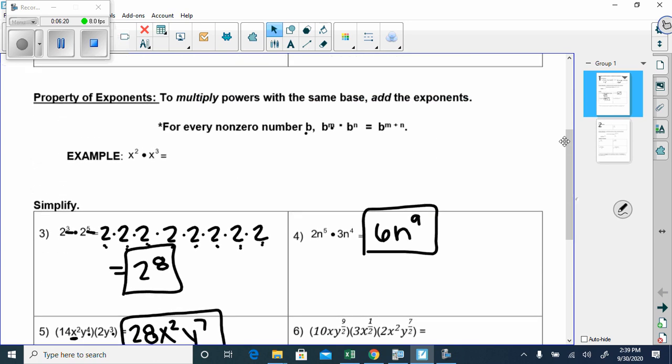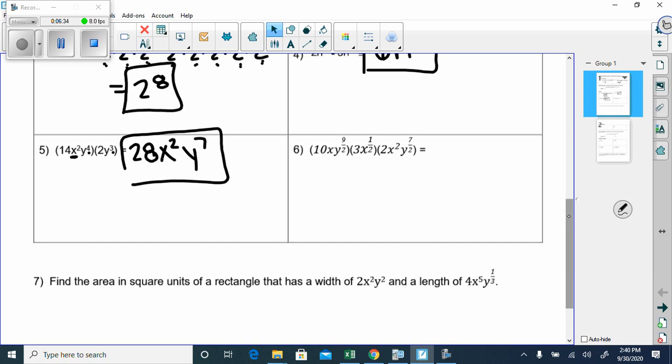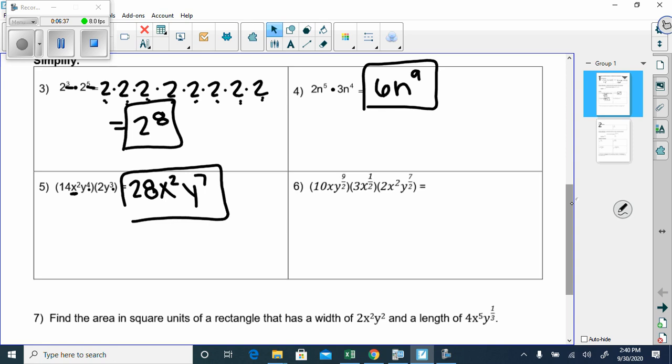So, our rule up here, Scott, said that if we had the same base, all we have to do is add the exponents. So what we did was we added 4 plus 3, and it gave us the 7. Same idea here. We added 5 plus 4, and it gave us 9. Okay. On number 6, we multiply the numbers, right? So I've got 10 times 3, which would give me 30 times 2. Good.